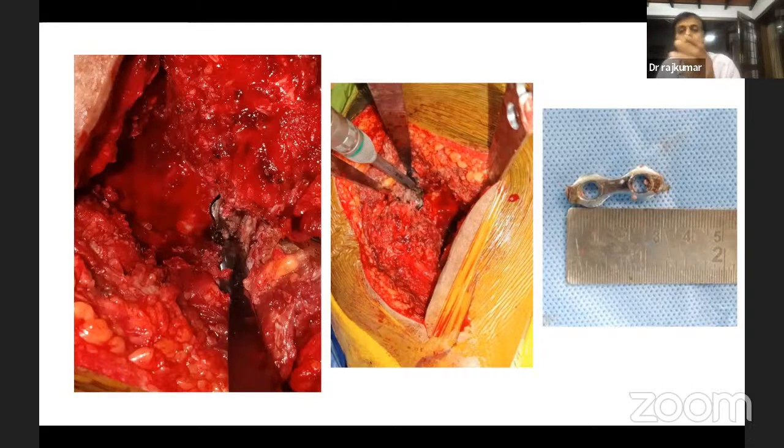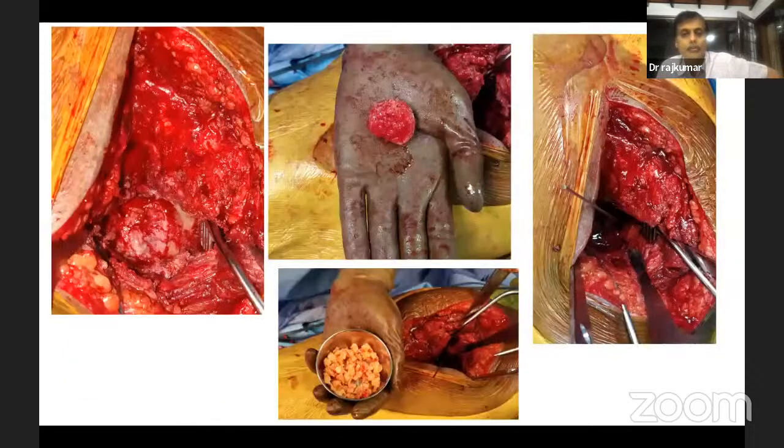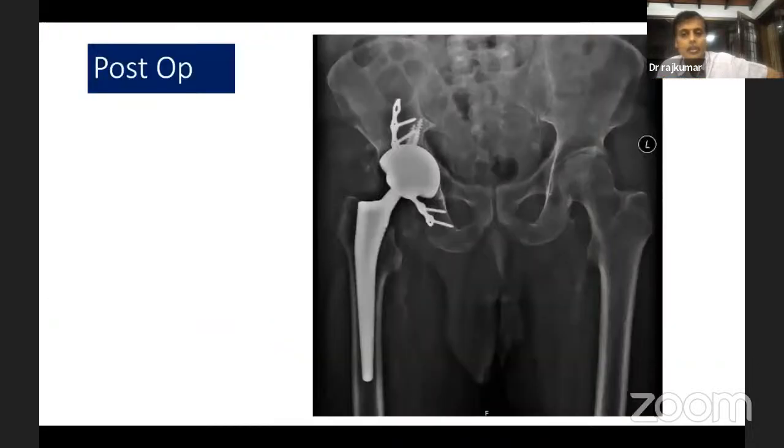So I had to cut the plate and remove that part of the plate which was over the acetabulum, and then packed a lot of bone graft with the femoral head that I had. So this is almost like a partial removal of that implant. And then I went ahead and did the primary hip replacement with the corail stem and a third generation uncemented hemispherical cup. So this patient is doing well now.